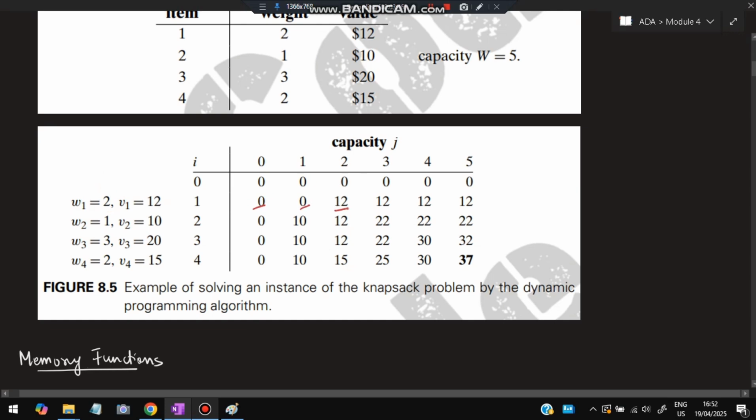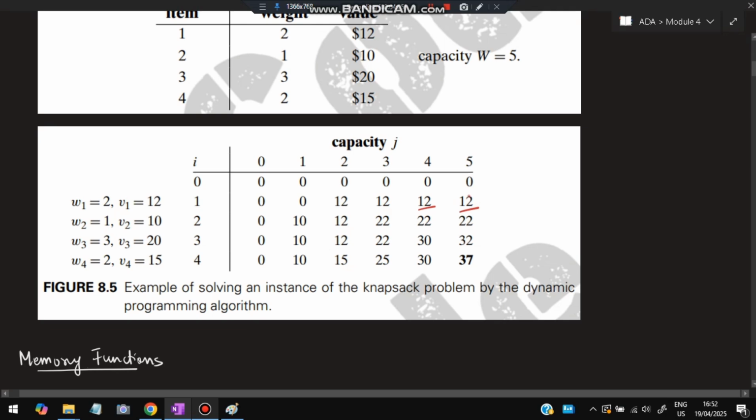Capacity 2, yes, it can be stored, right? Capacity 2, this can be stored. And how much profit will I get by storing that and selling it later? 12. So I'll be writing 12 here. Okay, and capacity 3 also, since I have only 1 item, I can store this one. I'll store it here. Next, capacity 4 also the same, capacity 5 also the same.